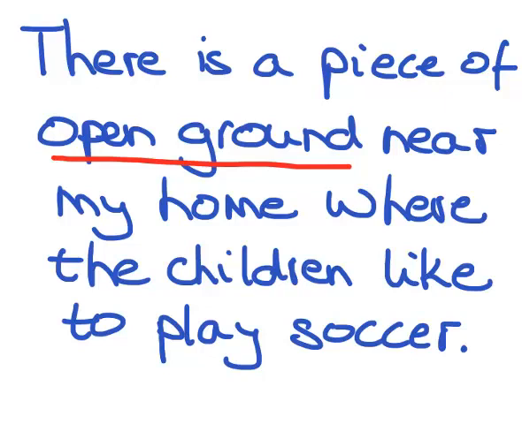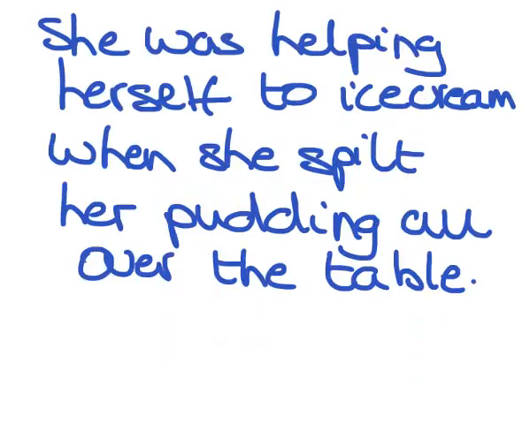Let's look at my second sentence. There is the phrase that I asked you to use. And I've said she was helping herself to ice cream when she spilt her pudding all over the table. I hope that that sentence has shown that she was doing the serving and that she wasn't being served by somebody else. Check your sentences.